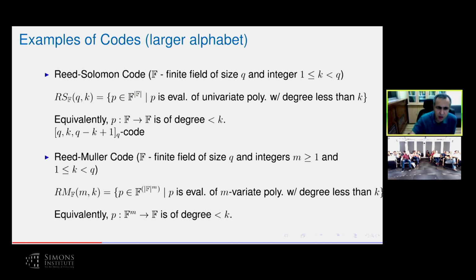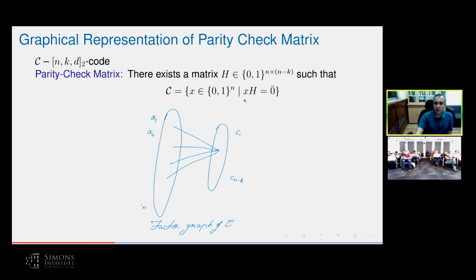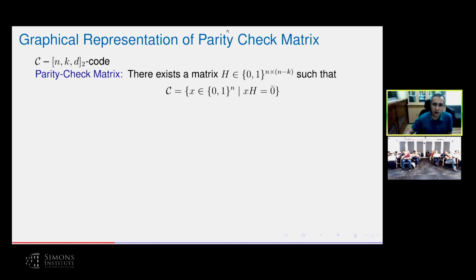So let's go back to codes. We saw that a linear code can always be represented by a parity check matrix. Now, it would be nicer to work with graphs, so it would be nice to come up with not a matrix representation of the code, but a graphical representation of the code. So we talk about the graphical representation of the parity check matrix. What do I mean by this? Given any parity check matrix, you can naturally associate with it the following bipartite graph. So what's this bipartite graph?